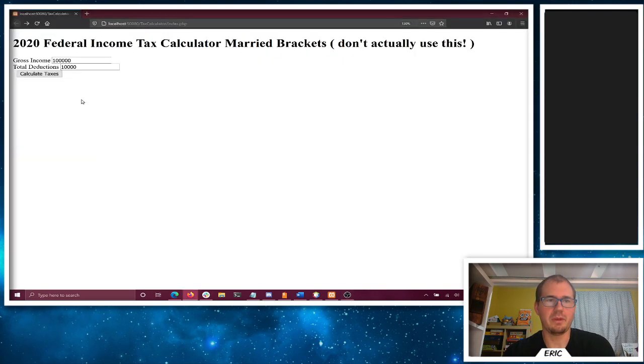So I have a little page here. Again, it doesn't have to be pretty. This is my 2020 federal income tax calculator for married brackets. Please don't actually use this. This is not for actually filing your taxes.